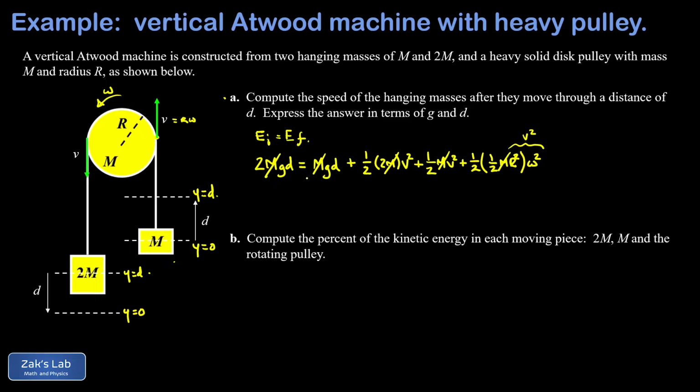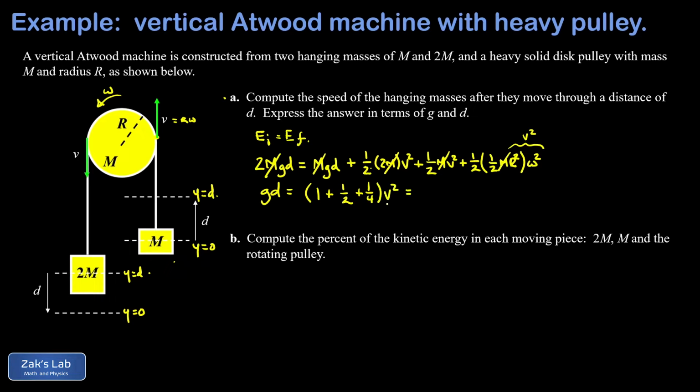I had a 2gd on the left and 1 on the right, so I'm left with 1 on the left. So I have gd is equal to, let's see what our first term is. 1/2 of 2 gives me a 1v squared, and I'm going to factor the v squared out. My second term has a 1/2 v squared, and my third term is a 1/4 v squared.